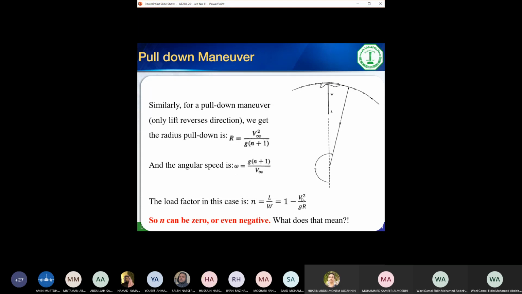Yes. If you pick V square over GR to be equal to 1, this term will be 0. And that means the person will be weightless in his seat. He will not feel any weight on the seat. Can it be negative? Yes. If this term is more than 1, N is going to be negative. That means a person on the aircraft will feel some force is trying to snatch him from the seat. So that's why sometimes this negative maneuver can be done when the aircraft is upright or the aircraft is inverted.